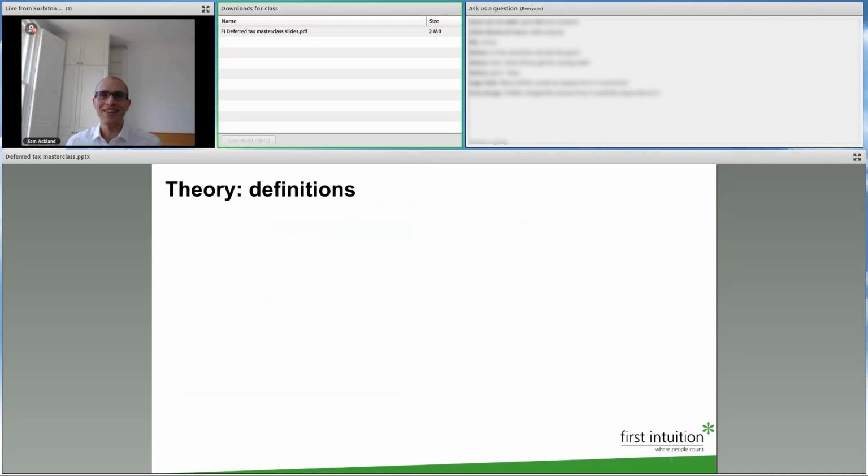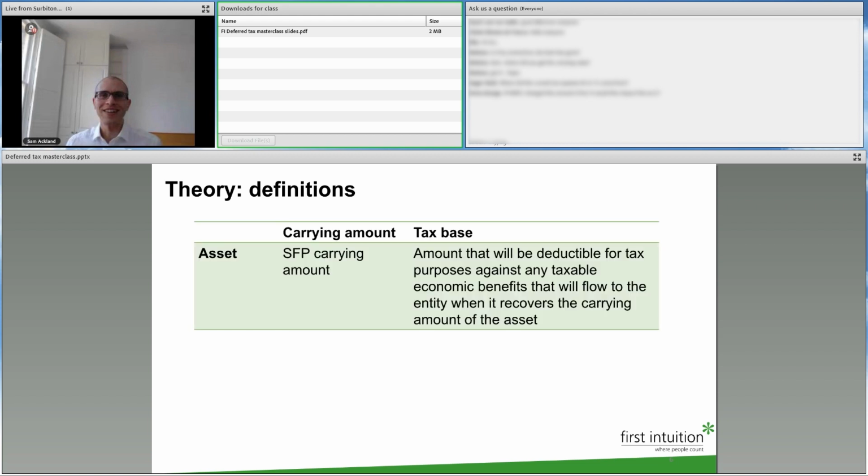Okay, so we've done a practical example. We've shown, I think, why we need deferred tax. I'm just going to step back a bit now and look at the theory of deferred tax.